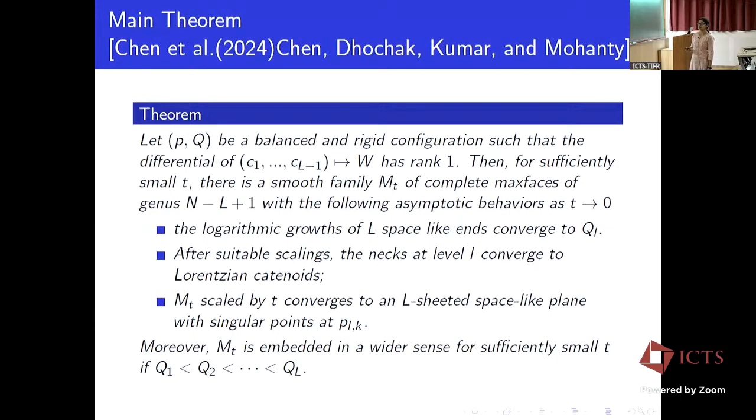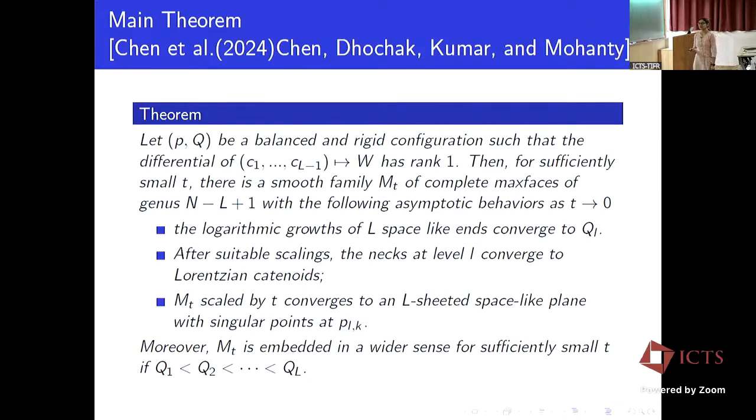then for sufficiently small t, as I said, we constructed a one parameter family. So this t is that parameter, a real parameter greater than 0. For sufficiently small t, there is a smooth family of complete Maxfaces whose genus is this, where n is the total number of necks, and these Maxfaces have the following asymptotic behavior as t tends to 0.